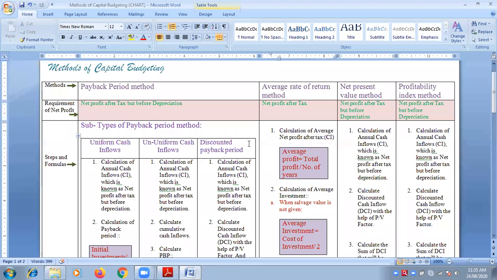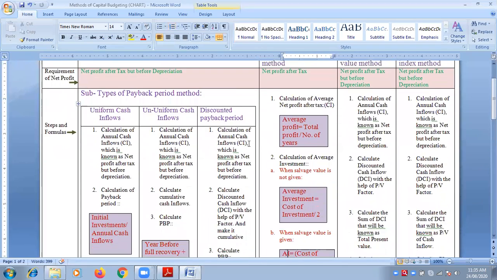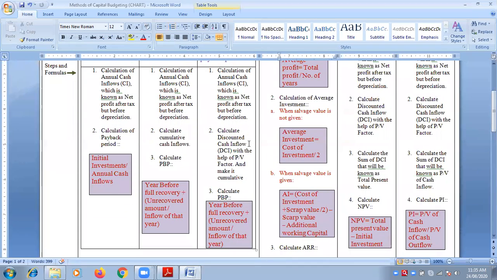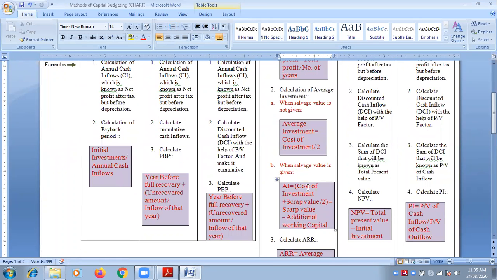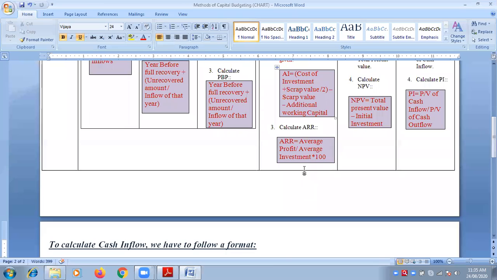Calculation of average investment, you have two options: when salvage value is not given and when salvage value is given. When salvage value is not given, it would be very simple, just as it is shown in the screen, cost of investments upon 2. But when scrap value is given in the question, how is the formula? Cost of investment plus scrap value divided by 2. This whole has to be written in the bracket, minus scrap value, minus additional working capital. Okay, and most of all, the first formula is used everywhere.